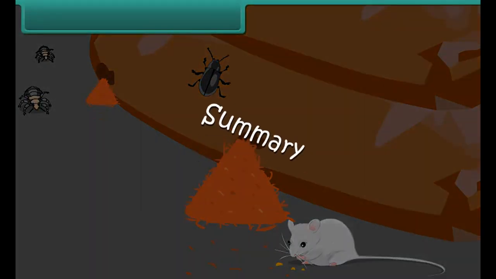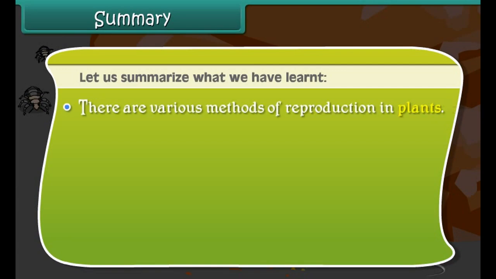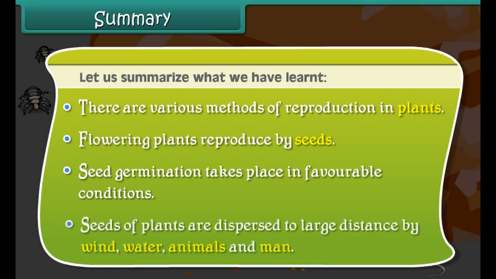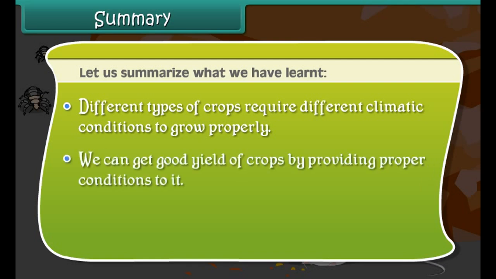Summary. Let us summarize what we have learned. There are various methods of reproduction in plants. Flowering plants reproduce by seeds. Seed germination takes place in favorable conditions. Seeds of plants are dispersed to large distances by wind, water, animals, and man. Different types of crops require different climatic conditions to grow properly. We can get good yield of crops by providing proper conditions to it.